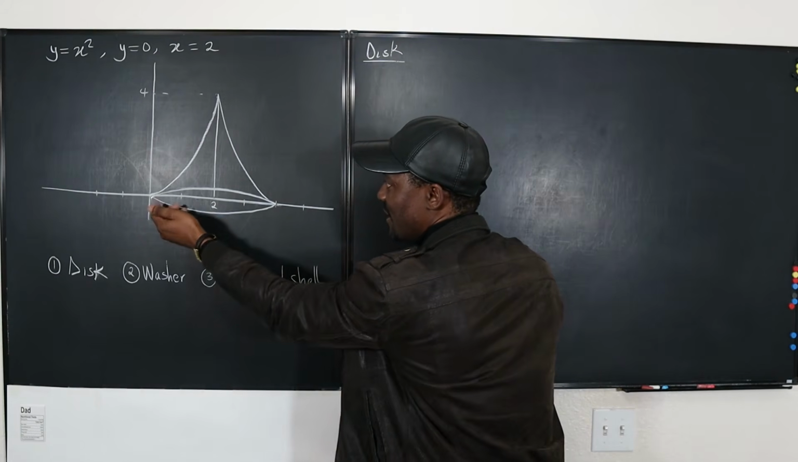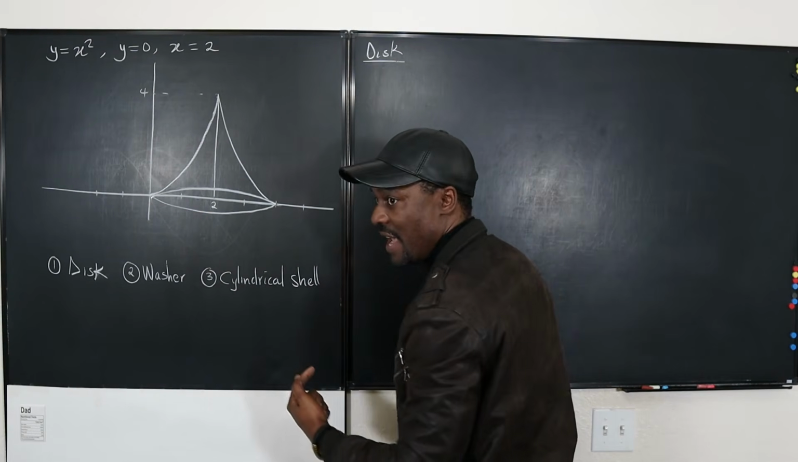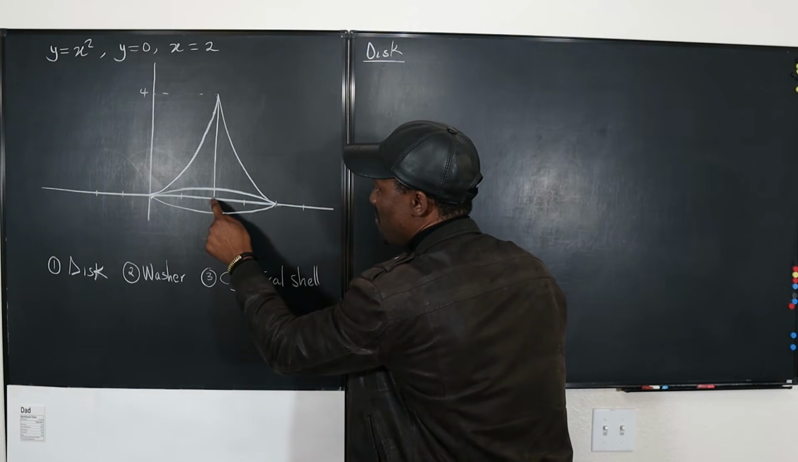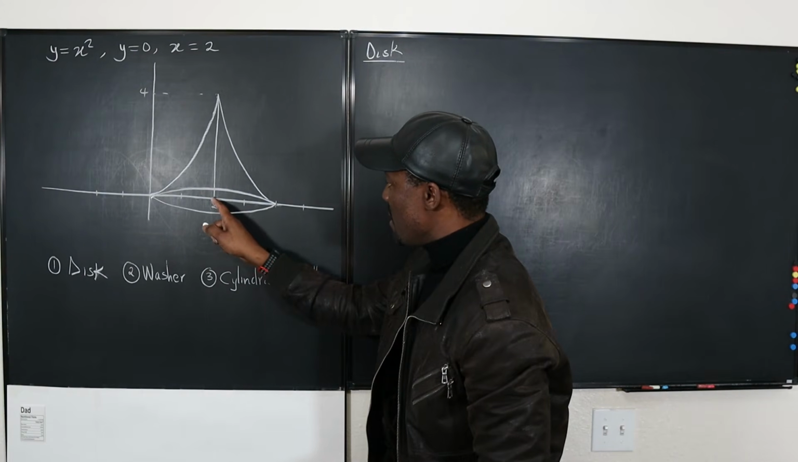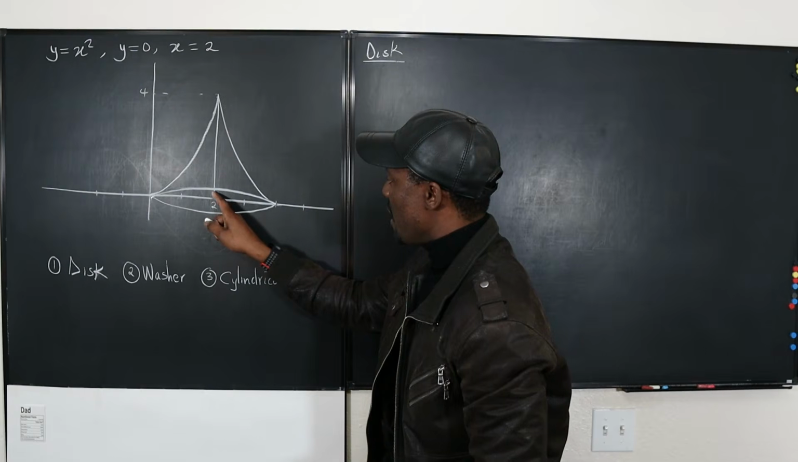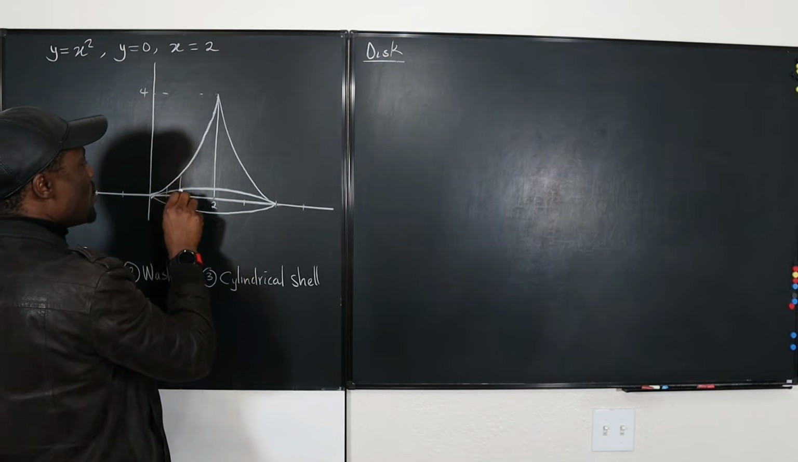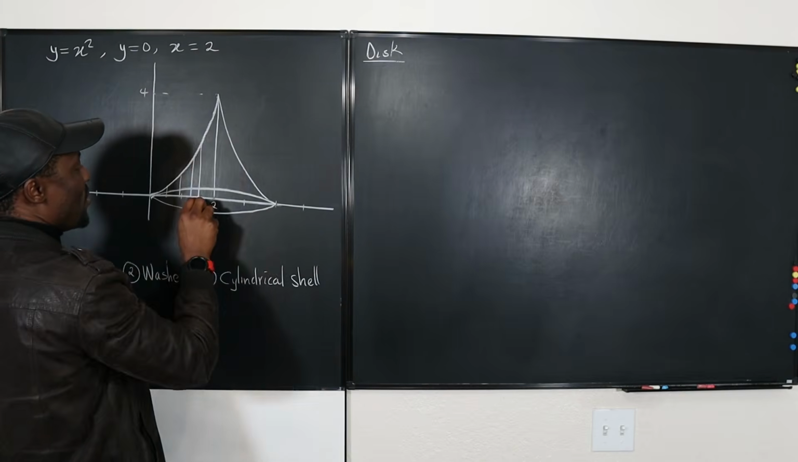But for the disc, the area of each face is just pi times the radius squared. You can see the radius is from here to this point and from here to this point. But because this is the real part, this is where many students get this wrong.